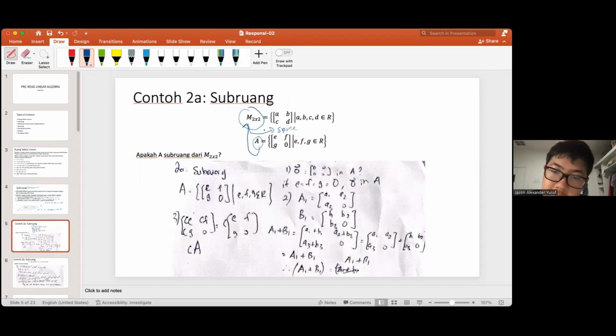Okay. So the first thing that we should do is prove whether 0 is part of A. And 0 here in this case is 0, 0, 0, 0. And is it in A? Well, yes, if E equals F equals G equals 0, then that means 0 is in A. Simple enough. And next we are asked to determine whether A1 plus B1 is in A or not.